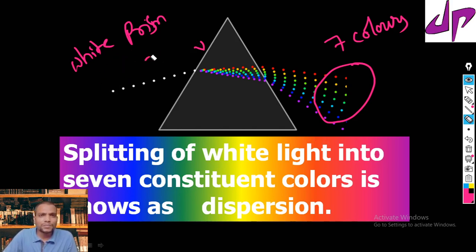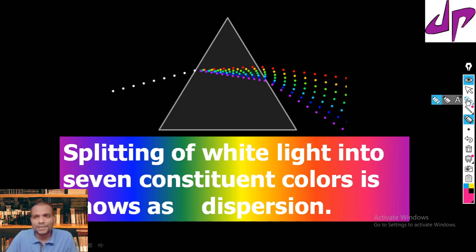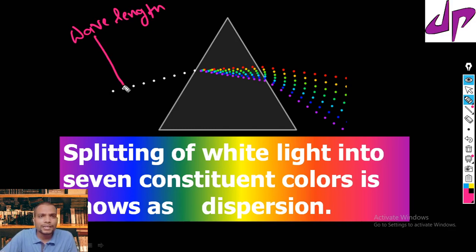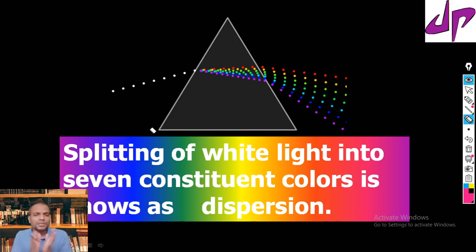So what is the reason for dispersion? We know that light has several colors, each color having its own wavelength. That's the concept of wavelength. Light contains several wavelengths, so many. Each color contributes its own wavelength, and that wavelength is responsible for the dispersion. When it passes through the prism, each wavelength will be deviated by a certain angle.